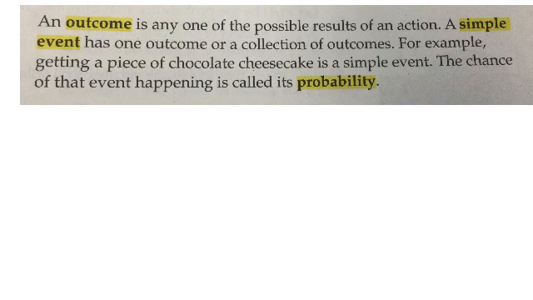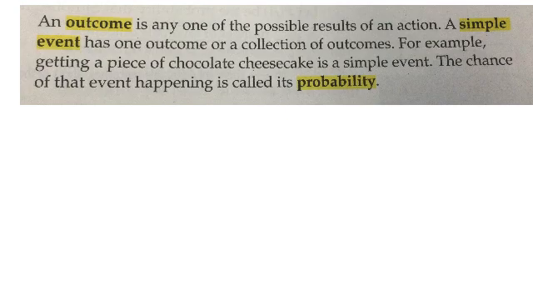And when I roll a dice, that's a simple event. When I spin a spinner, you know what I'm talking about when I say spin a spinner? Like one of those that's rotating around, it's going to land on a different color or a different number. When I spin the spinner, that's a simple event. A simple event has one outcome. For example, getting a piece of chocolate cheesecake would be a simple event. So receiving a piece of cheesecake would be the event. The chance of that event happening is called probability. So that's our last vocabulary word. Probability is the chance that the event happened.